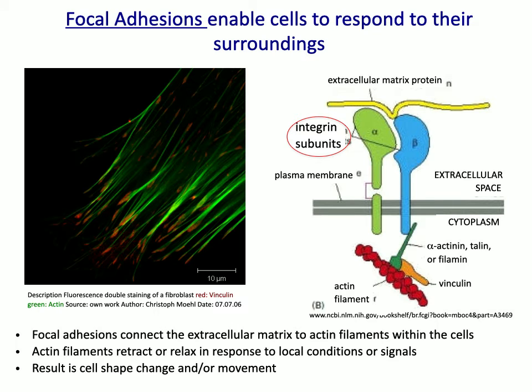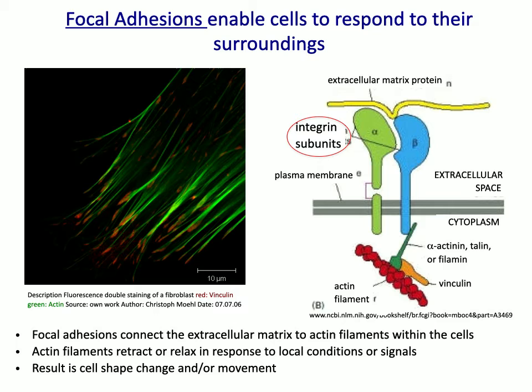Focal adhesions also bind cells to the ECM. And in addition, they allow the cells to respond to stresses or changes in their microenvironments. Outside the cell, the integrins are bound to the ECM through multiple bonds with collagens or laminins. Within the cell, the integrins bind to a plaque that includes proteins in the actinin, talin, or filamin families, and vinculins, and ultimately to actin filaments within the cell.